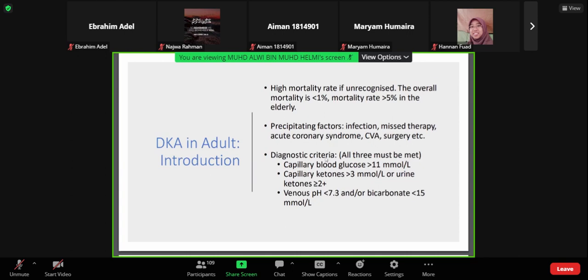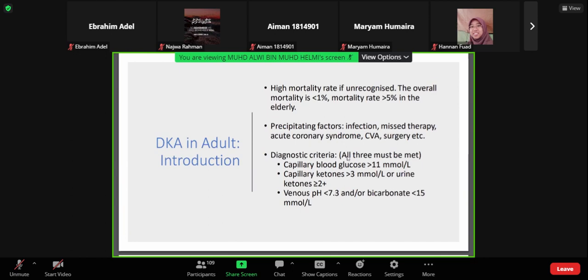Precipitating factors: infection. Even though the mortality rate is 5% in adults, DKA in adults is very rare because they get HHS. But DKA in pediatrics is quite common. Precipitating factors: infection, missed therapy. This is in adults.